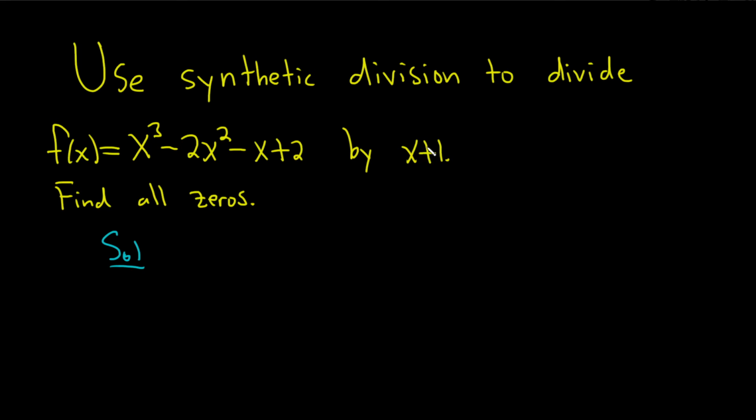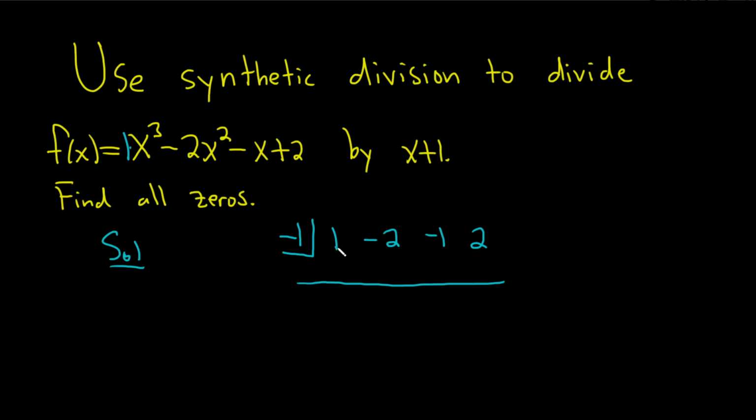So step 1 is to switch the sign here. Because it's a plus 1, I'll put a little bracket here and then put a negative 1. Then we write down the coefficients of our function. So 1, negative 2, negative 1, and then 2. And then we draw a line. And now we start the synthetic division process.